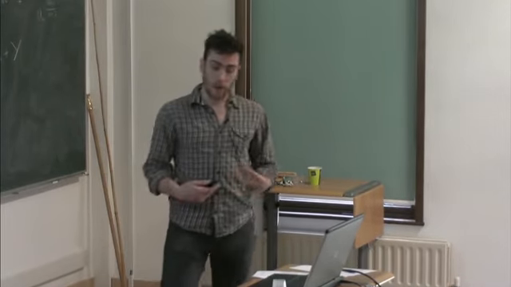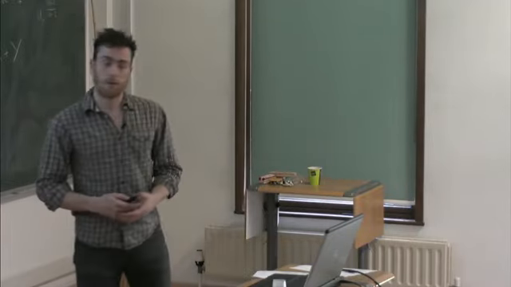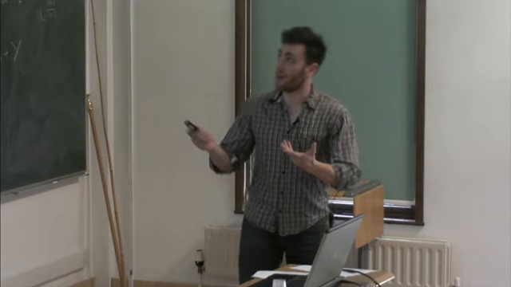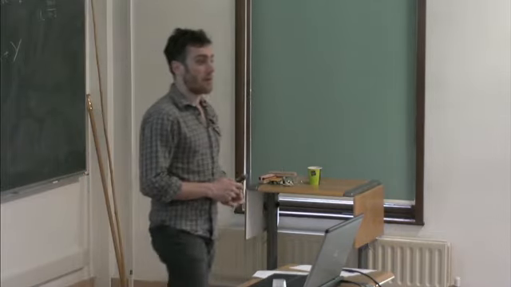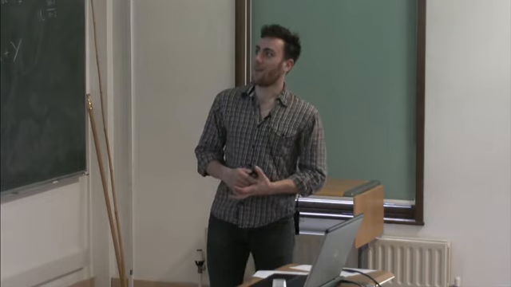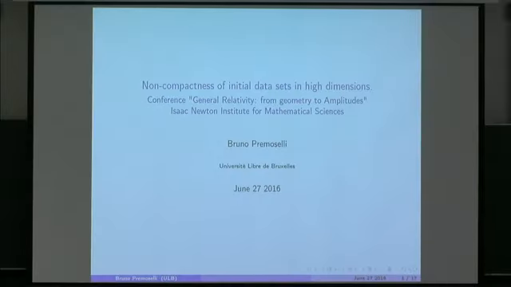Okay, so today I want to show you a result about the non-compactness of initial data sets in general relativity in a high dimension. High dimensions for me will mean larger than 6, which is large enough for many geometers already. And so initial data sets will be initial data sets for the evolution problem of the Einstein equations.